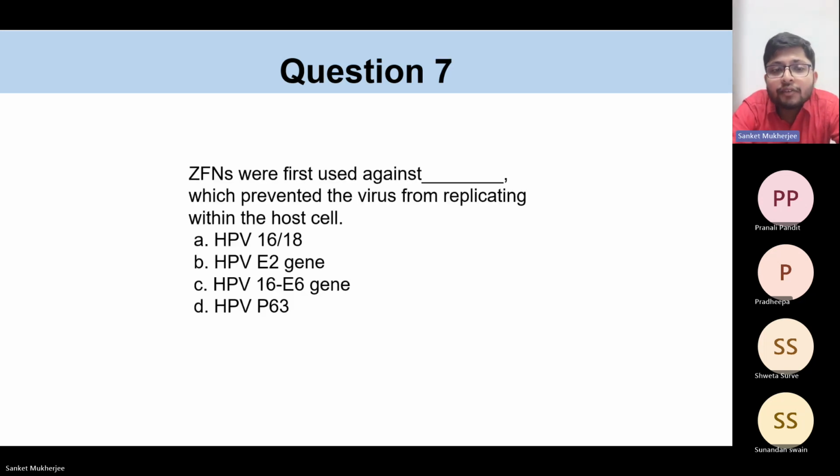Zinc finger nucleases were first used against this target, which prevented the virus from replicating within the host cell. Was it HPV 16 E2 gene, HPV 16 E6 gene, or HPV P63? Does anybody know? Okay. I'll give maybe 1 more minute for you to think, if anybody needs to give any answers.